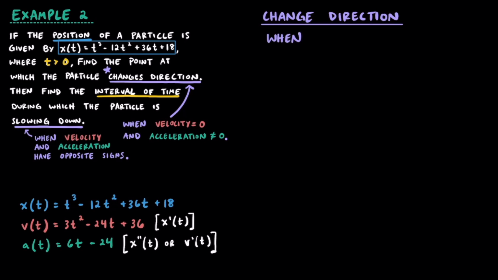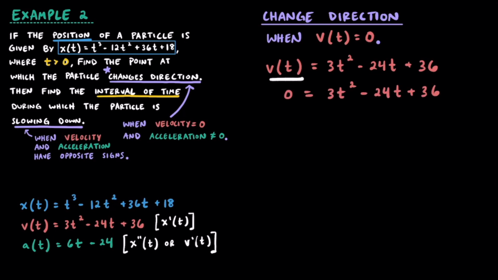So when the velocity is equal to 0, we can write the equation v of t is equal to 0. Swapping out v of t for 0, we can set 3t squared minus 24t plus 36 equal to 0. Hopefully this looks familiar because it's just a quadratic equation. To find out when the right side is equal to 0, remember that you have a few options like factoring, completing the square, or using the quadratic formula. Let's see if we can try factoring.